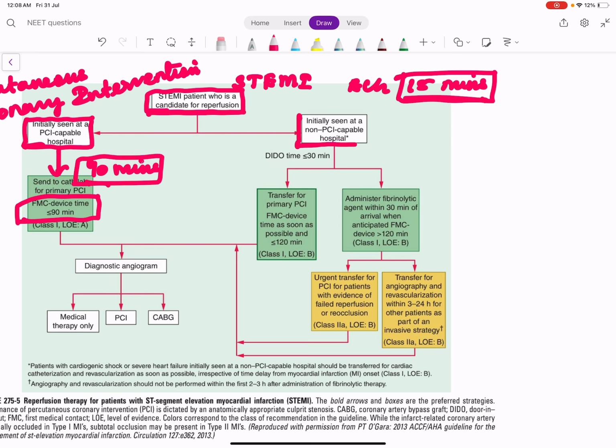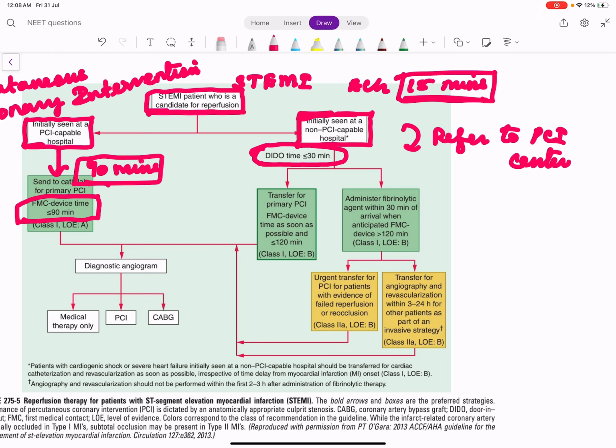Suppose he comes to a non-PCI enabled center, definitely the option has to be to refer to a PCI center. So again, a time delay will be there. We can take an extra 30 minutes. So door in to door out from the non-PCI capable center should be less than 30 minutes, and within 120 minutes he should receive PCI. From the first medical contact to the referral and to doing PCI in that center, the entire time should be less than 120 minutes. Before that, we had to give fibrinolytic.